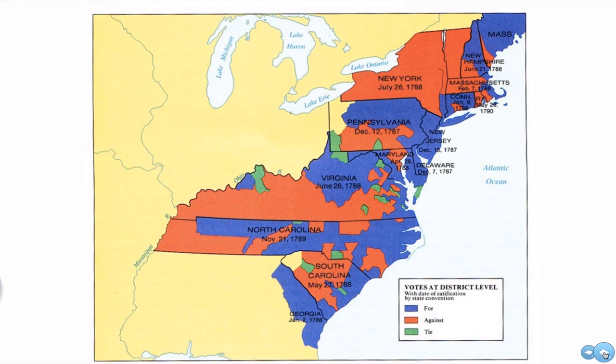So this is what ratification voting looked like. You can see that some of these states ratified in 1787, some ratified in 1788, and some ratified in 1789. But the Constitution actually took effect, as I mentioned, as soon as 9 states had ratified, because it needed a 2/3 majority.